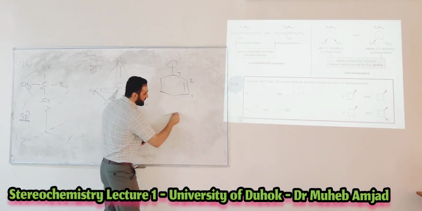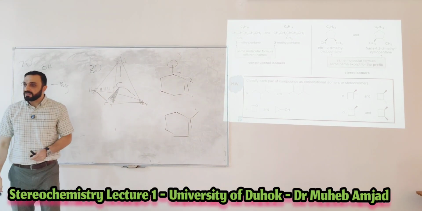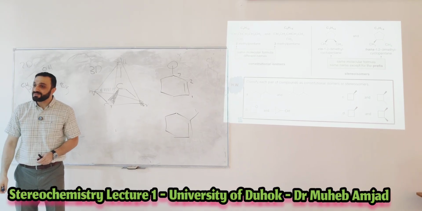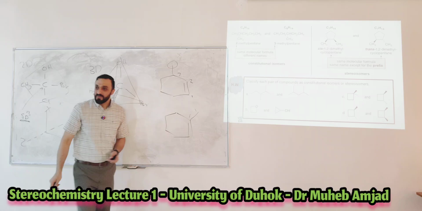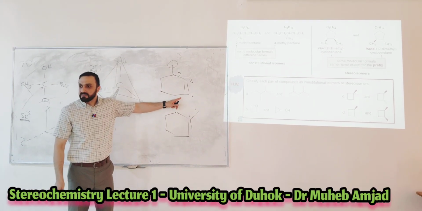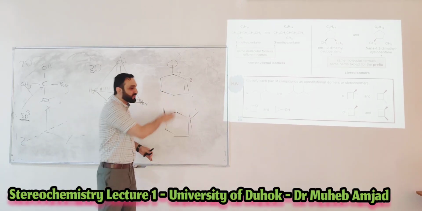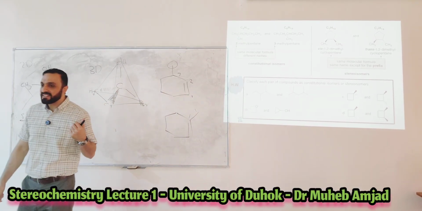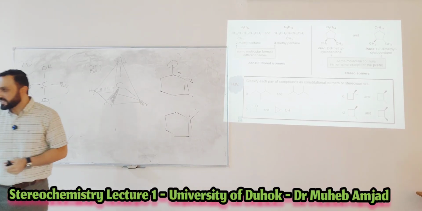Then this compound. This one or this one? This one. 1-methylcyclopentene. Okay. Different or same name? Different name. Okay. Different names. That means it is what? It is constitutional isomers, not stereoisomers.